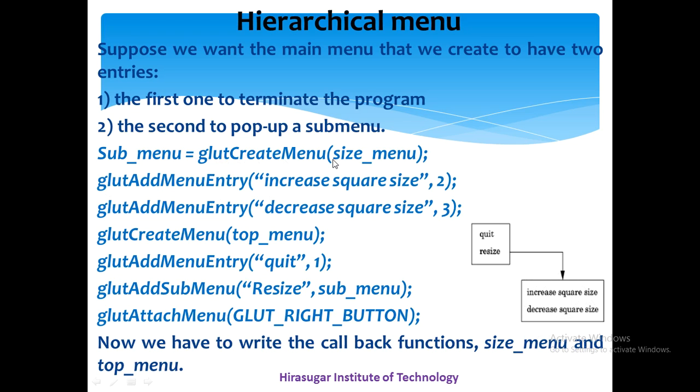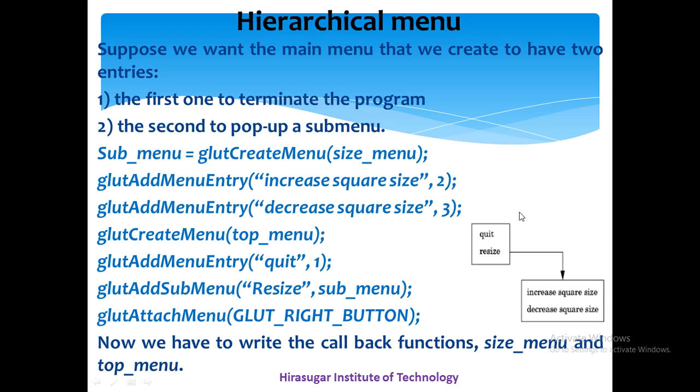That is what sub menu equal to glut create menu size. Once I create, I will get this ID. Then glut add menu entry, then I will add the menu entries. What is that menu entry? Increase the square size, option is 2. Decrease the square size, option is 3. In this sub menu I am giving 2 choices, one is increase size, one is decrease size. Then the IDs I assigned are 2 and 3, right?